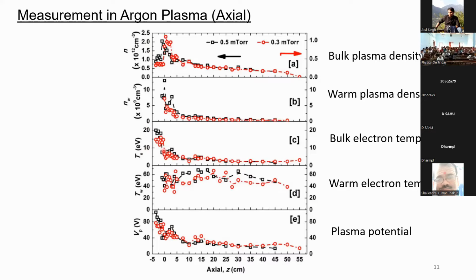Or you can see the electron temperature also. Electron temperature inside the plasma, very near to the plasma, at 0, is about 20 electron volts, and sometimes we even got more than 20 electron volts. And that actually cools down as it comes out. The density decreases and the temperature also decreases.